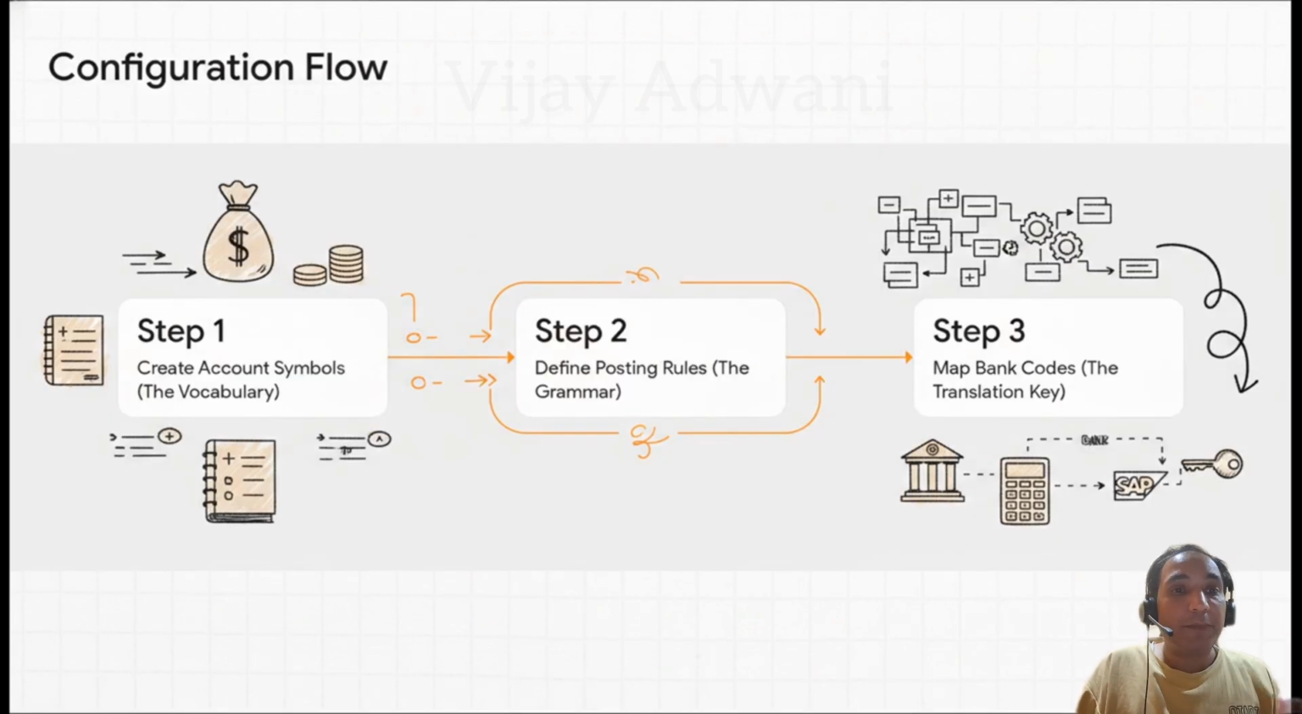And this whole learning process breaks down into three simple steps. First, we give it a vocabulary. These are your GL accounts, like your main bank account and your clearing accounts. Then we teach it the grammar. These are the posting rules that say if you see this, then do these debits and credits. And finally, we build a transaction key, which connects the bank's weird codes to the grammar rules we just made. Vocabulary, grammar, translation. That's it.